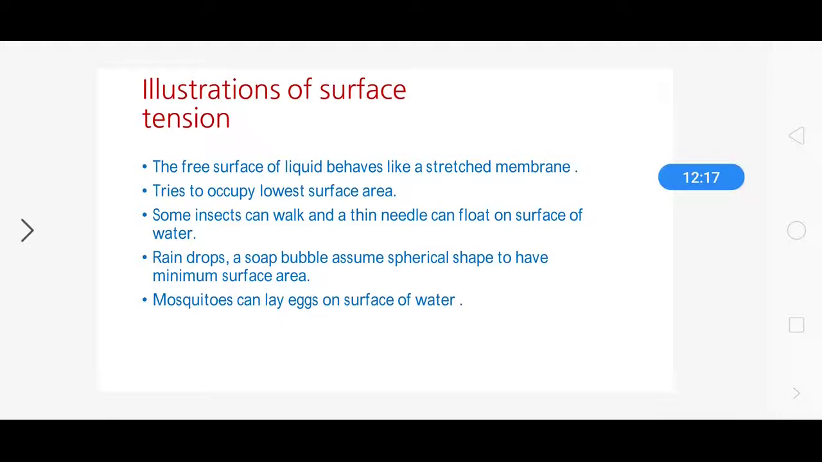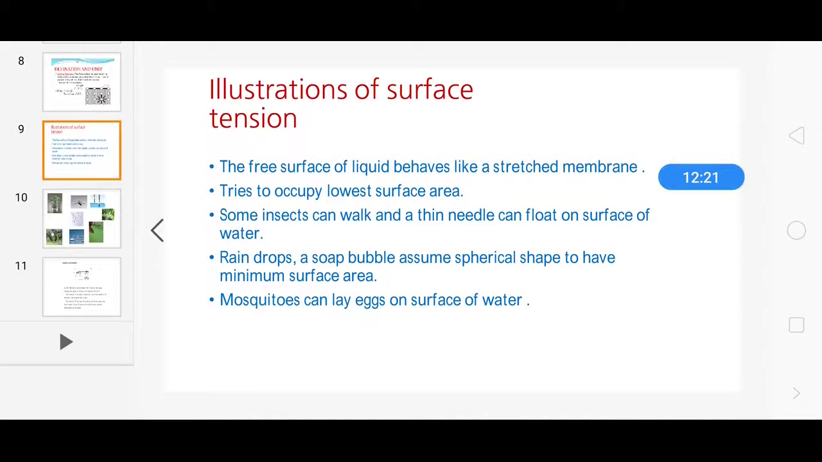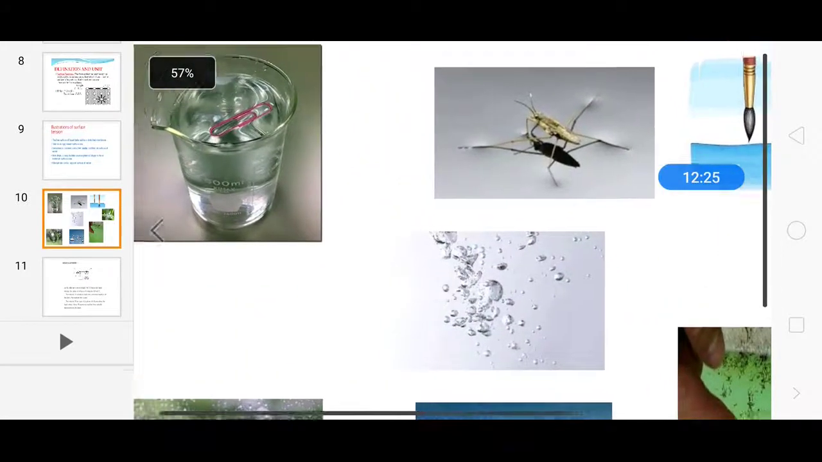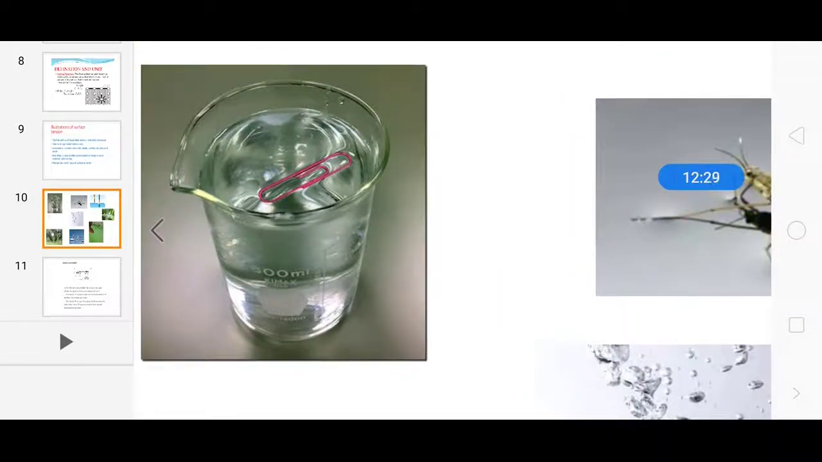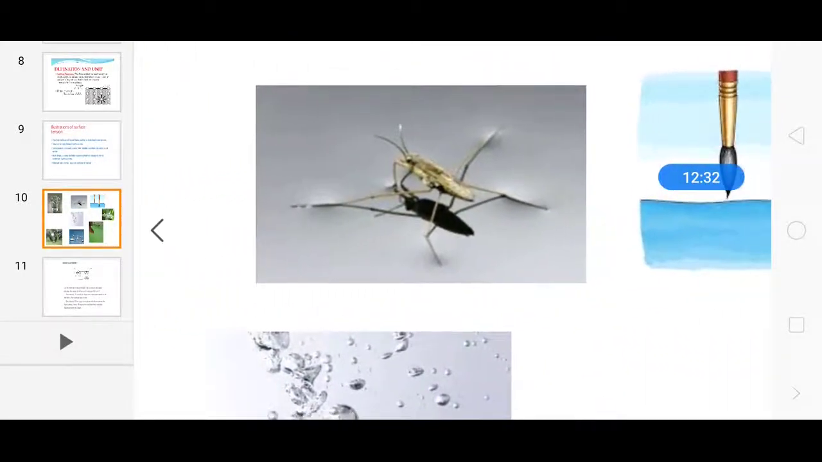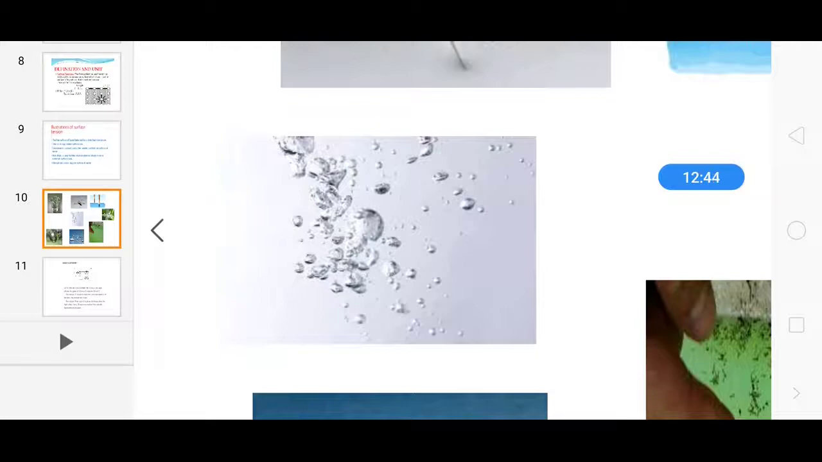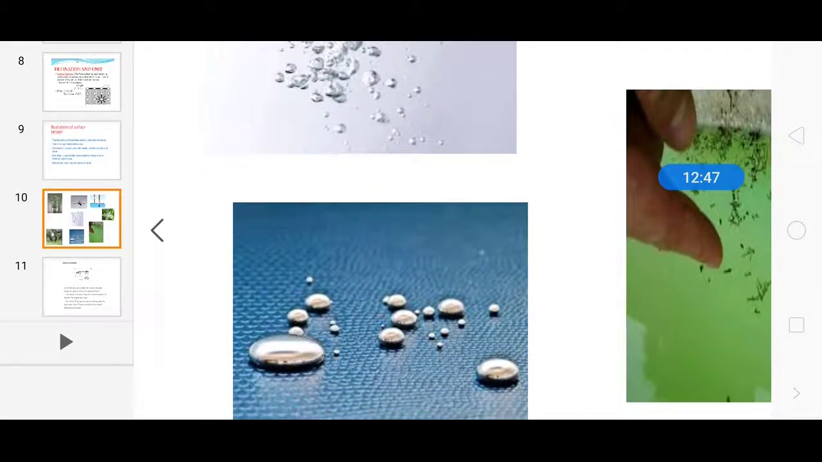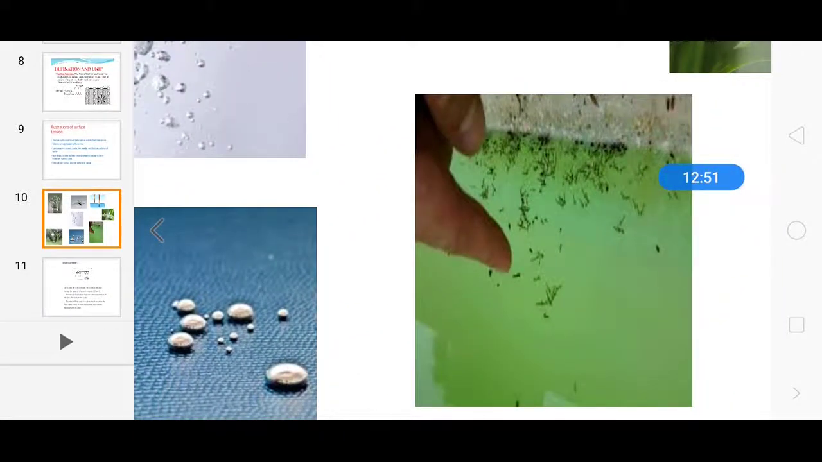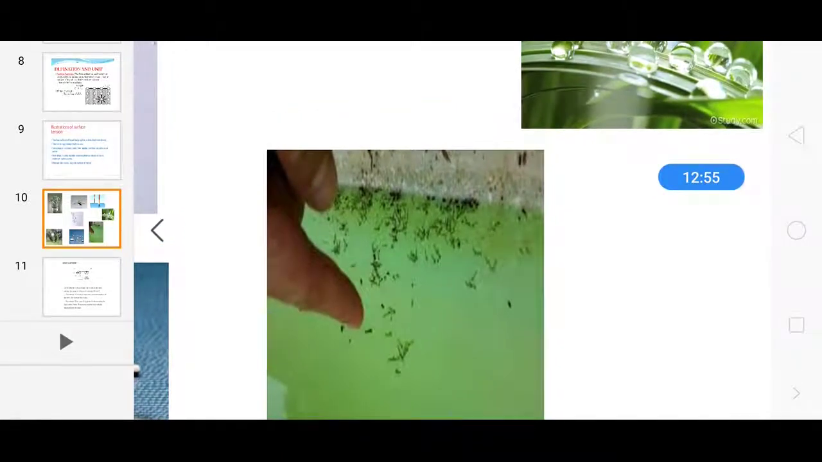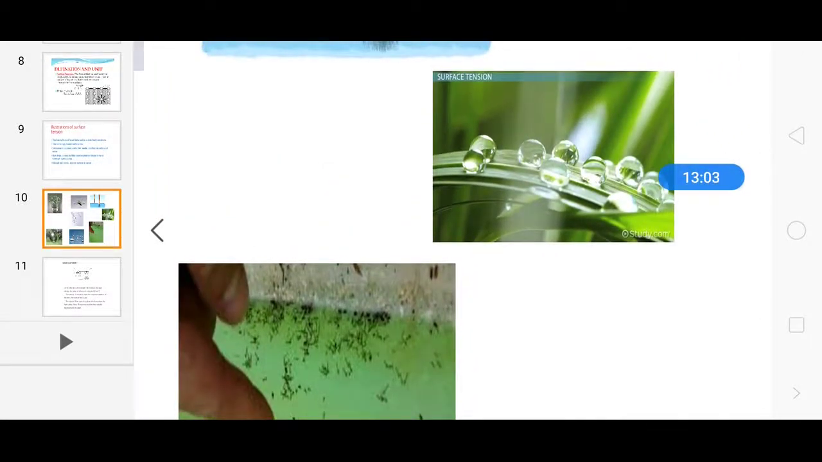So the surface acts like a stretched membrane. That's why. So let's see here. The needle is floating on the water surface, and here the mosquitoes, see, the surface is straight, acts like a stretched membrane. So these insects can walk on the surface. And here observe the water bubbles. These are in spherical shape. And some insects can lay eggs also here. See, the insects lay eggs on the surface of the liquid due to surface tension. So in this winter season we can observe this on the leaves. On the leaves the water bubbles occupy spherical shape.